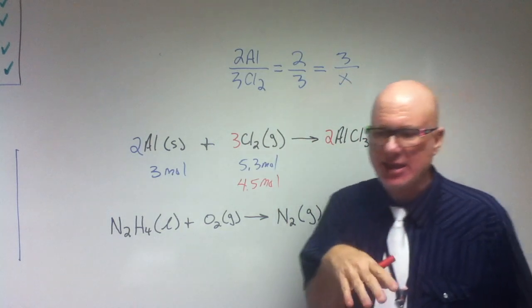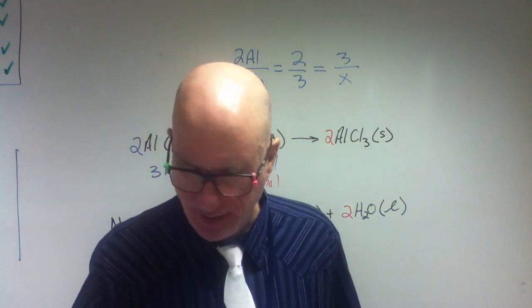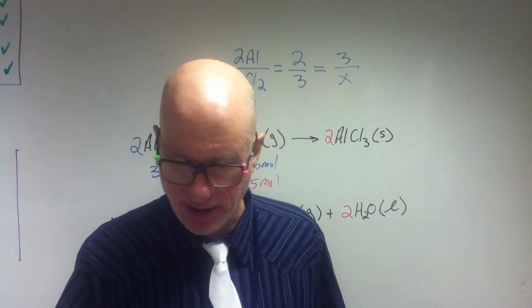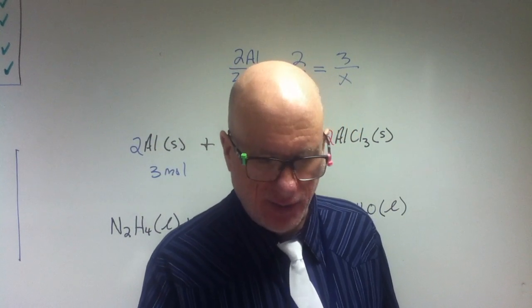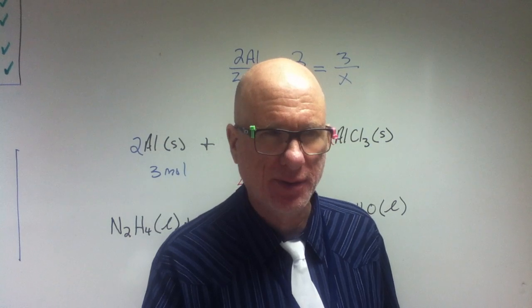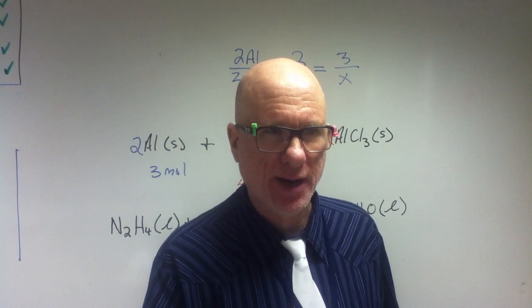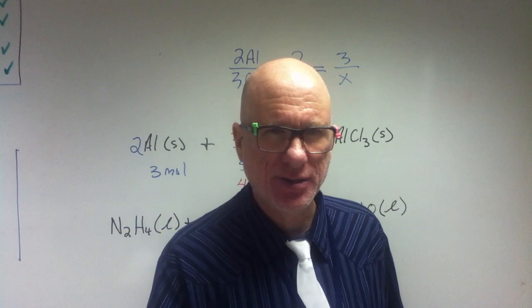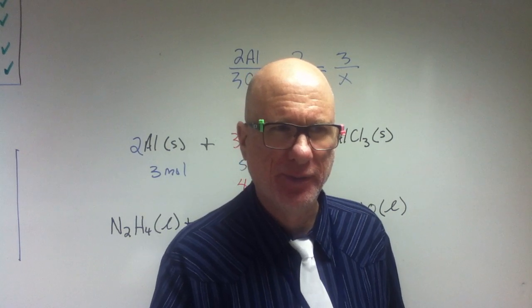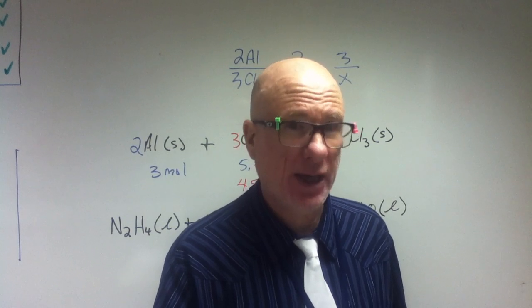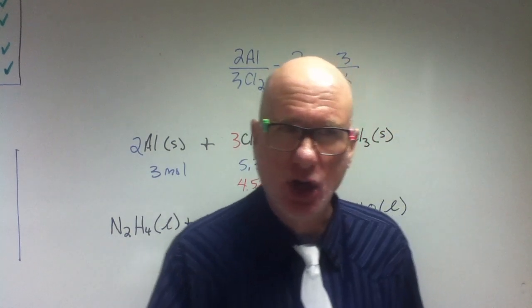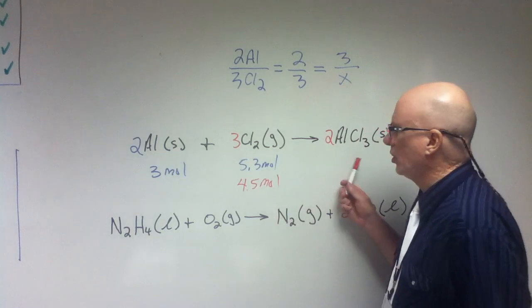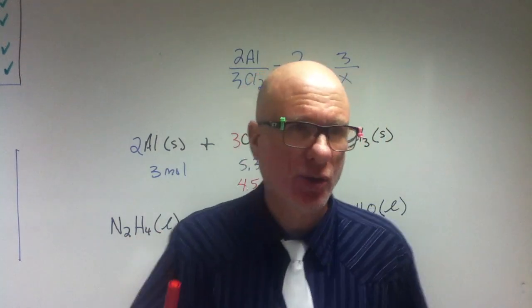The question is this. Let me redo the question. Some people are not paying attention. Okay, so it says, calculate the number of moles of product formed. The number of moles of product. What's the limiting reagent? Aluminum. And how many moles of aluminum are consumed? 3, right? What's the relationship between aluminum and aluminum chloride? 2 to 2 or 1 to 1, right?